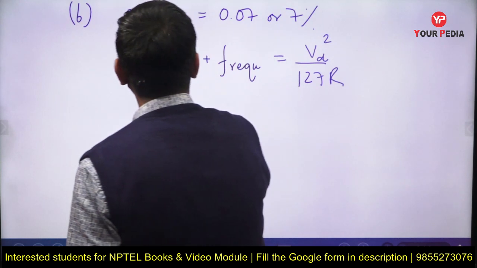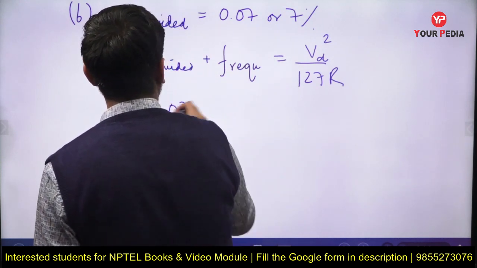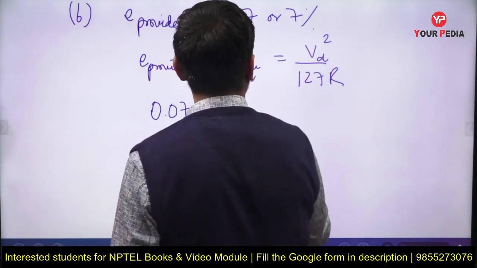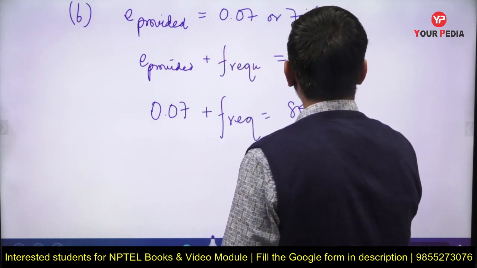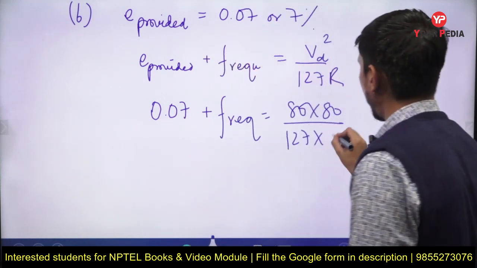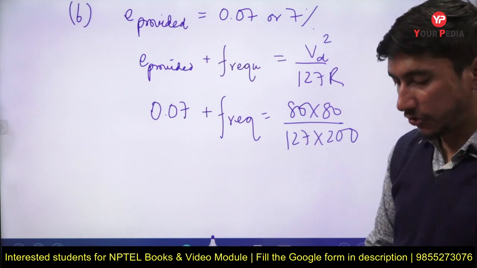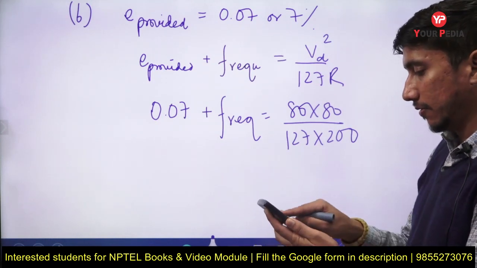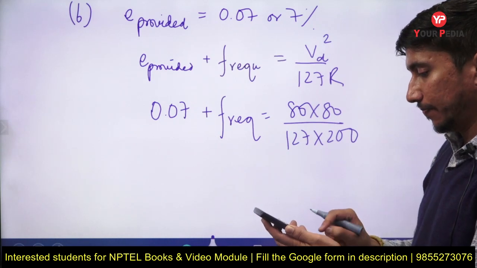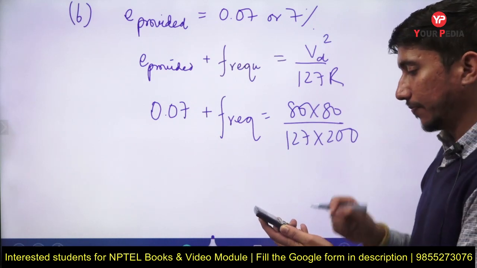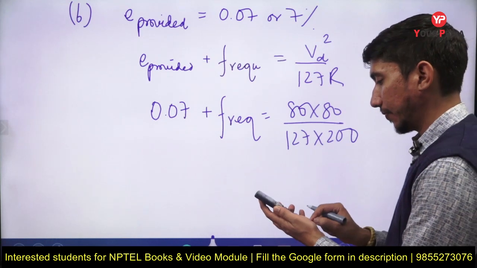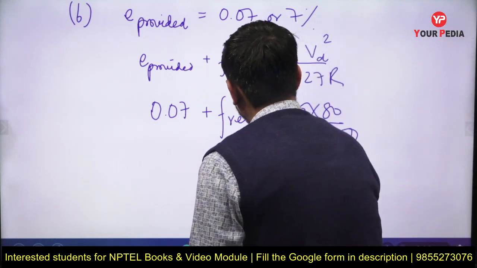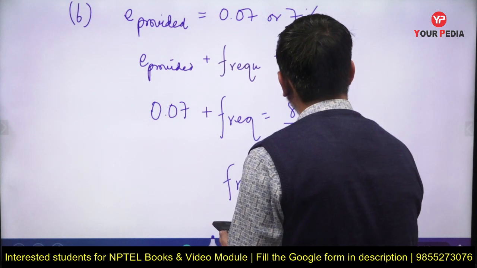So from here I substituted the values, and this is coming out to be 80 into 80 upon 127 into 200, which is equal to... So from here I can get that the F required is 0.182.